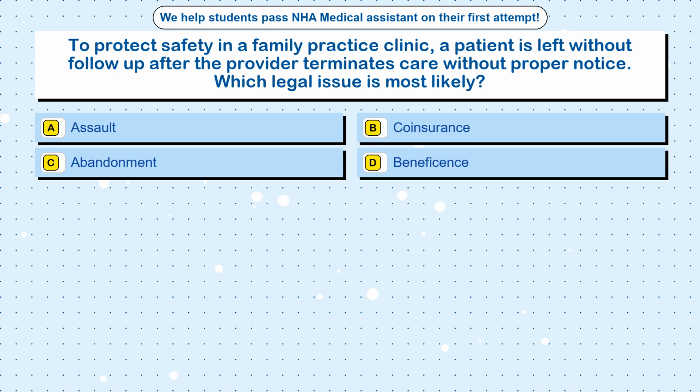Question 29. To protect safety in a family practice clinic, a patient is left without follow-up after the provider terminates care without proper notice.